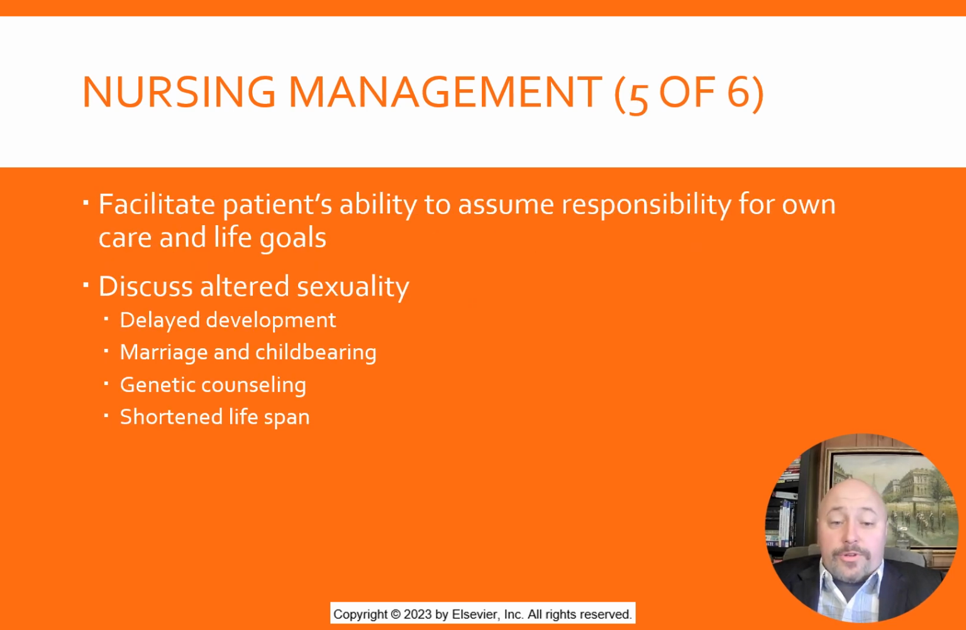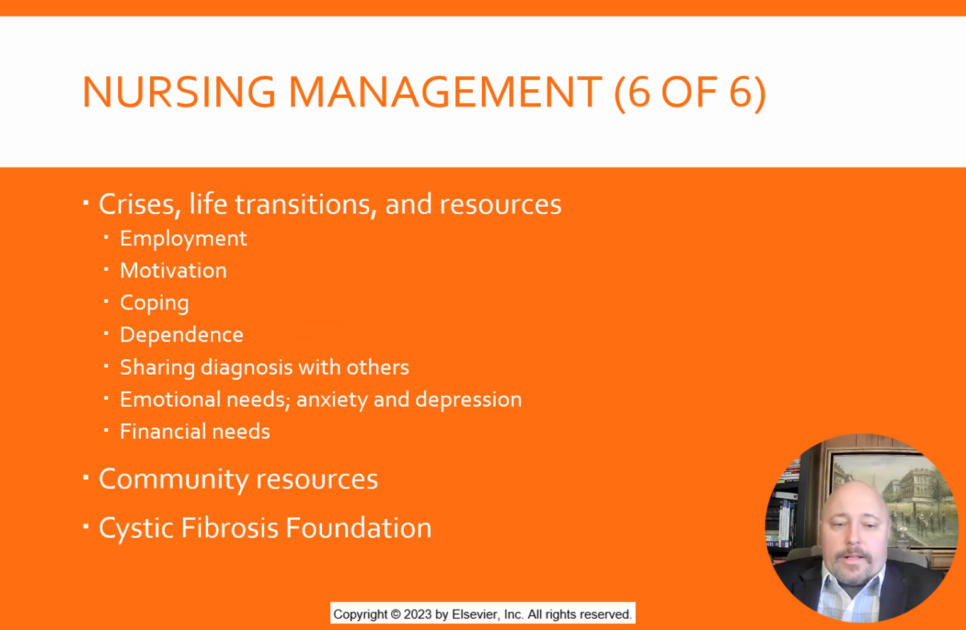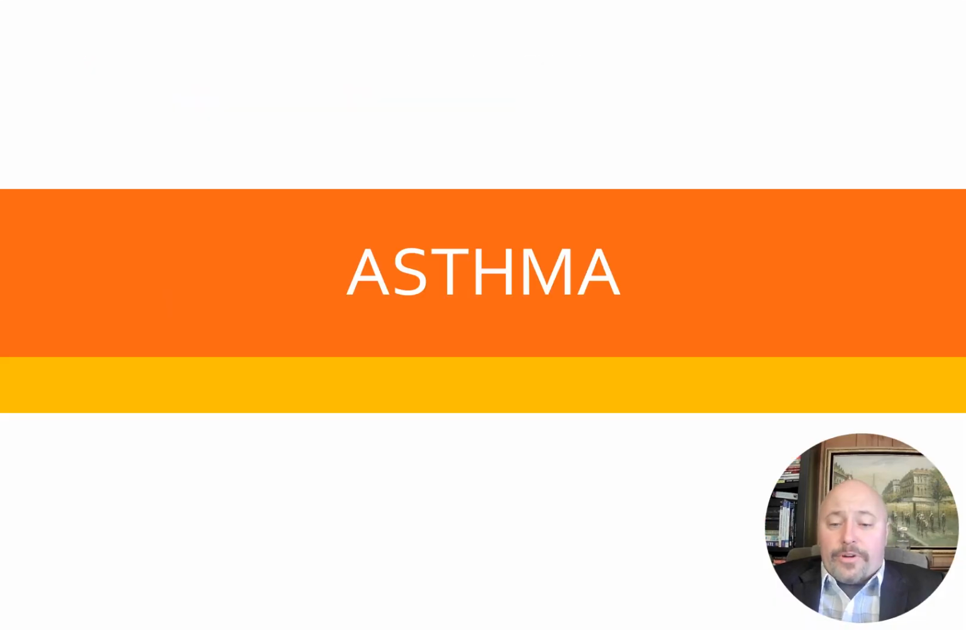We also want to work to facilitate the patient's ability to assume responsibility for their own care. The more care and treatment the patient can provide for themselves, the more independent and the better prepared they are to manage their condition. This patient could also face many difficulties going through life, everything from employment, motivation, coping, and dependence on others to help deal with their condition, as well as financial needs, and we should point them to the appropriate community resources as well as the Cystic Fibrosis Foundation. Moving on, let's talk asthma.